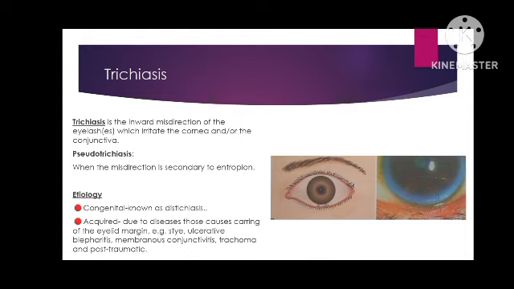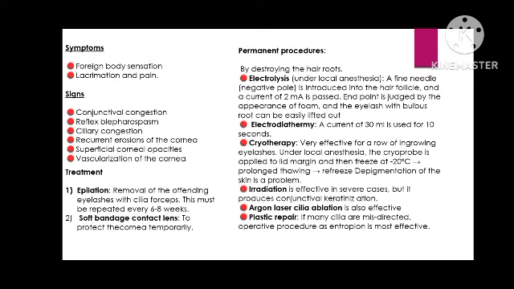And next one is etiology. Congenital is known as distichiasis. Acquired is due to diseases which can cause scarring of the eyelid margins, such as ulcerative blepharitis, membranous conjunctivitis, trachoma, and post-traumatic. The symptoms of trichiasis are foreign body sensation, lacrimation, and pain. In trichiasis, they may cause foreign body sensation, lacrimation, which is watering, and pain is also present.